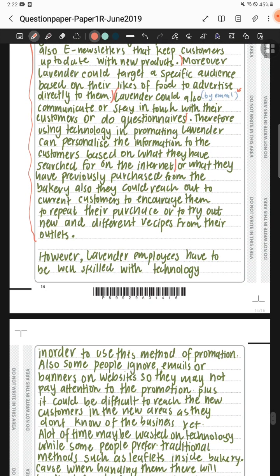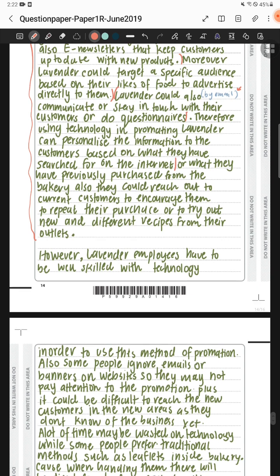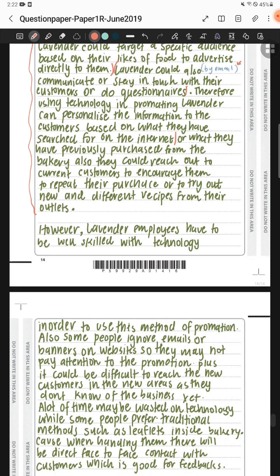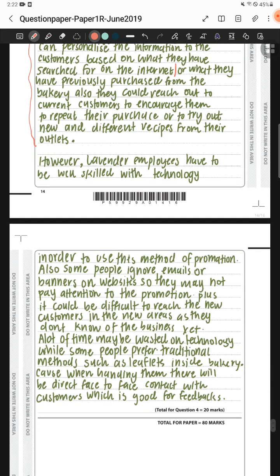However, Lavender employees have to be well skilled with technology. Now, this is the downside. If your employees are not skilled enough, you'll face a hard time choosing this option. In order to use this method of promotion, okay, this is definitely one point. Also, some people ignore emails or banners on websites, so they may not pay attention to the promotion. This is another one. Plus, it could be difficult to reach new customers. Another point. So far, we have 3.